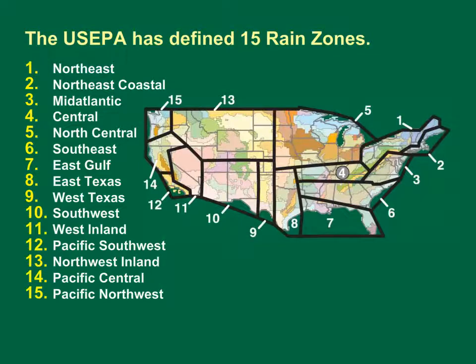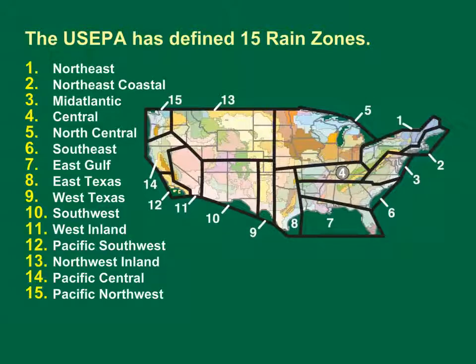The US EPA has defined 15 rain zones within the conterminous United States for planning and analysis purposes. The US EPA calculated the regional statistics for these zones using only 136 sites with data collected during the 1949 through 1987 period. These regions are used to lump areas with similar precipitation characteristics. These regions are the Northeast, Northeast Coastal, Mid-Atlantic, Central, North Central, Southeast, East Gulf, East Texas, West Texas, Southwest, West Inland, Pacific Southwest, Northwest Inland, Pacific Central, and Pacific Northwest regions.